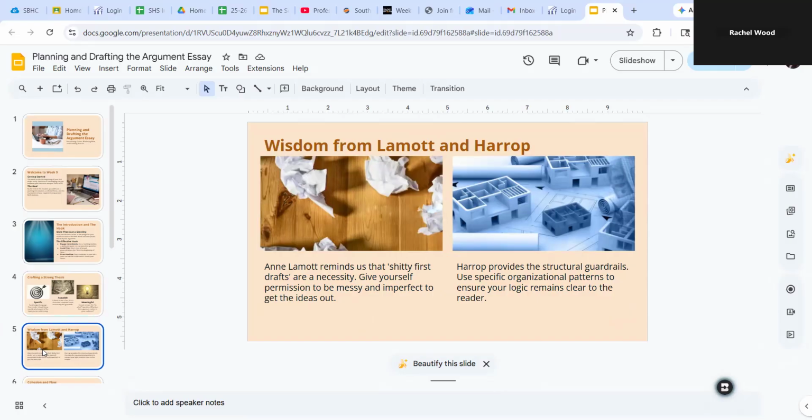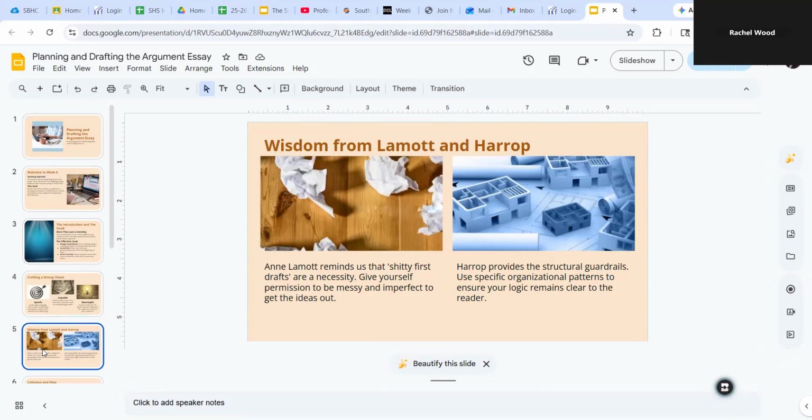Of course, these are words of wisdom from both Anne Lamott and Jeannie Harrop. Anne Lamott reminds us that crappy first drafts are a necessity. Give yourself permission to be messy and imperfect to get your ideas out. What I tell students is just start writing. You never know. There's nothing you can't do that I can't fix.